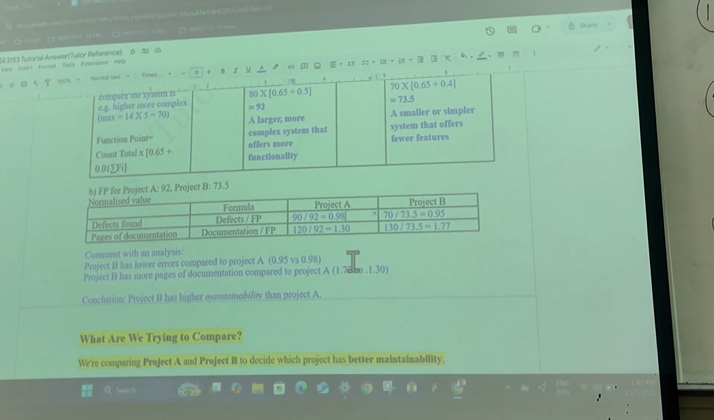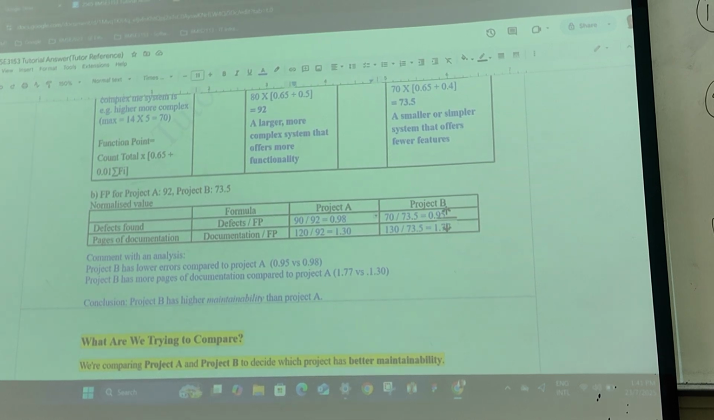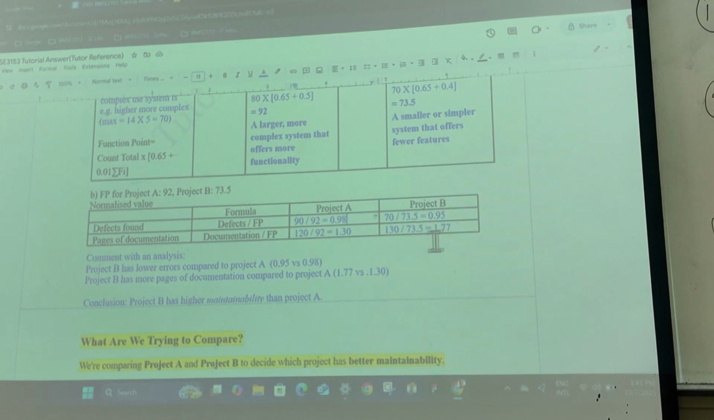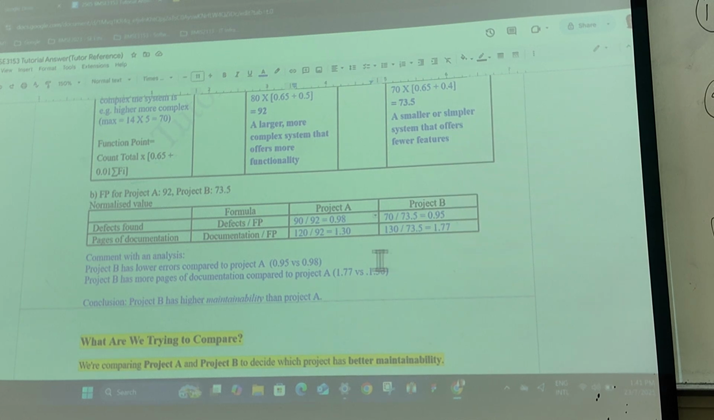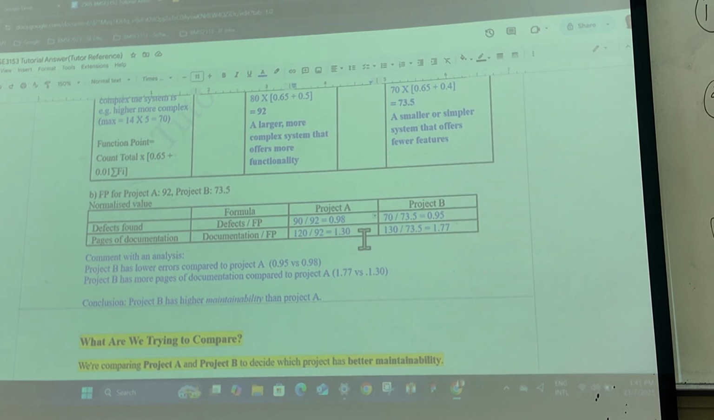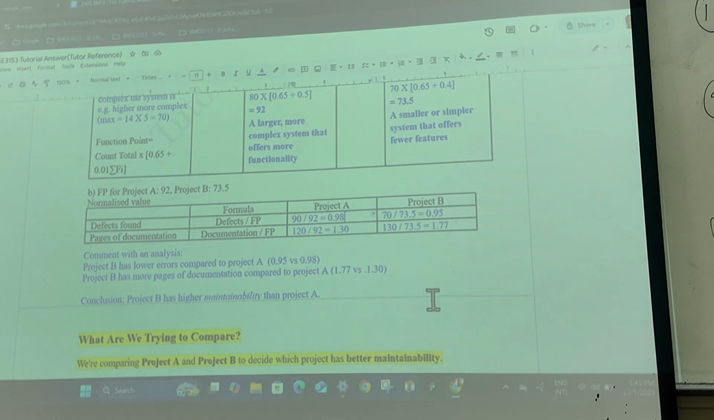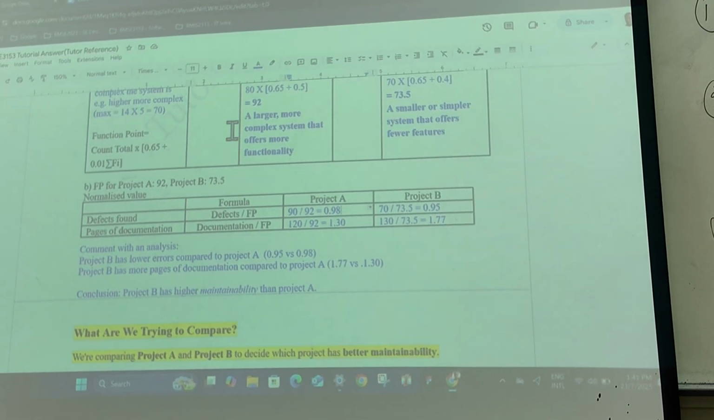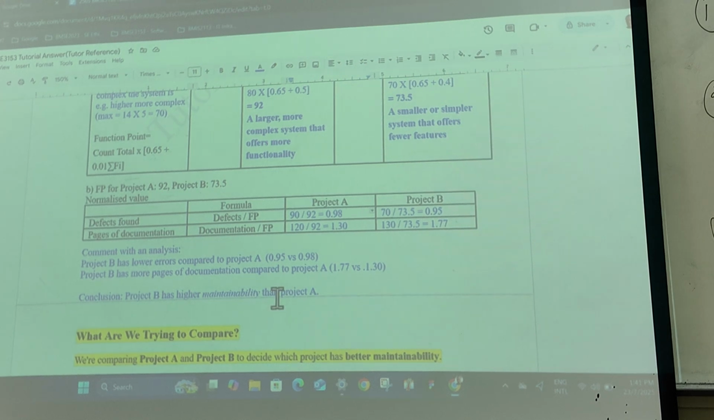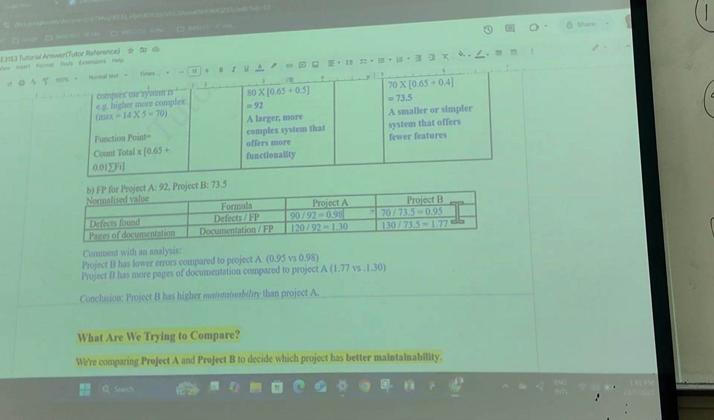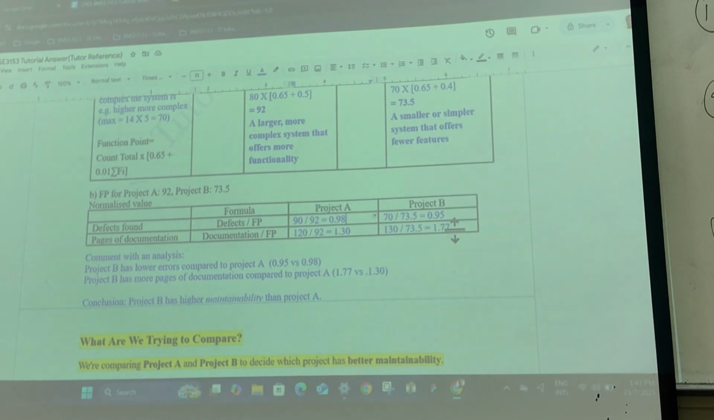And what this tells you, the conclusion is that project B, 0.95, has lower errors compared to project A, and project B has more pages of documentation, 1.77 for each function point, compared to project A, 1.3 pages of documentation for one function point. Okay, because you divide by 92, you get per function point, right? So what does this mean? This means project B has higher manageability, higher quality than project A. Firstly, because the number of defects found is lower and the number of documentation pages is higher.